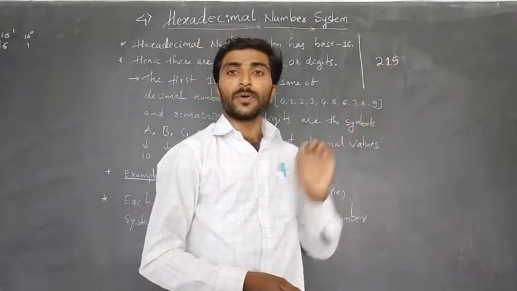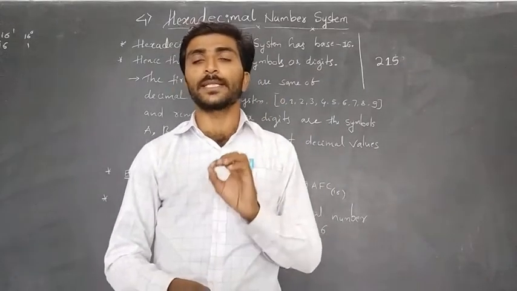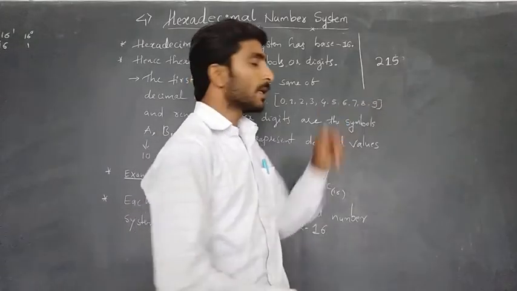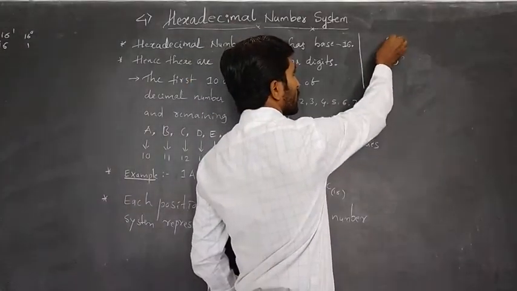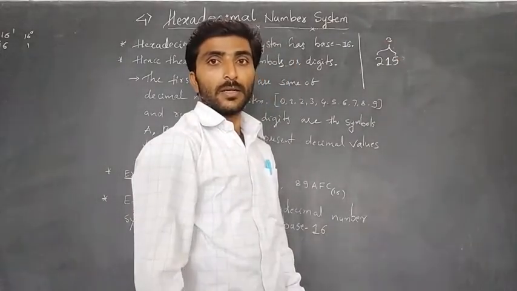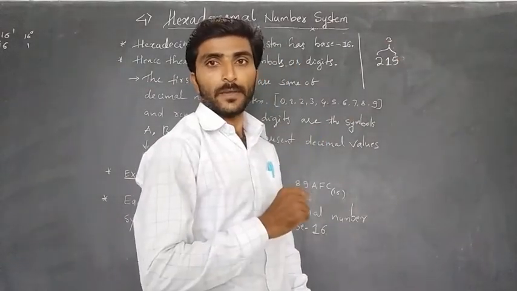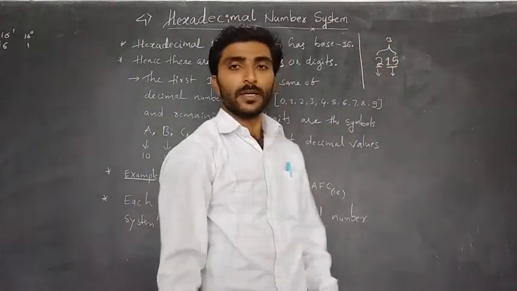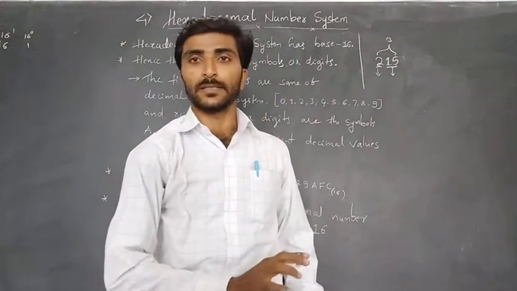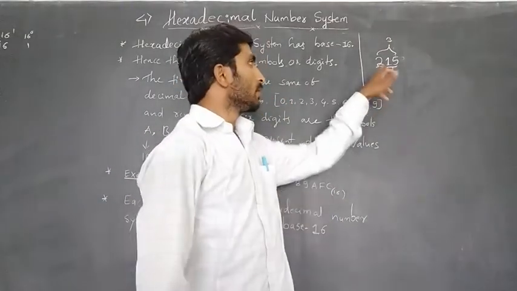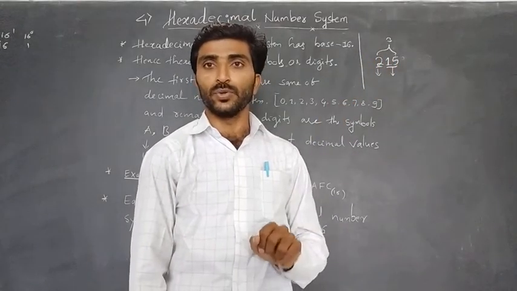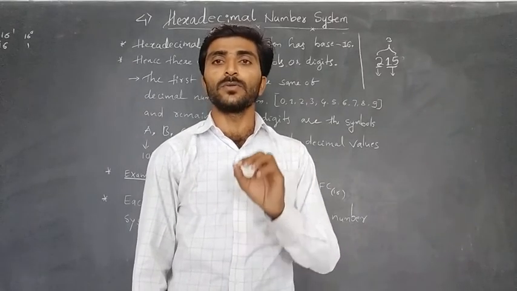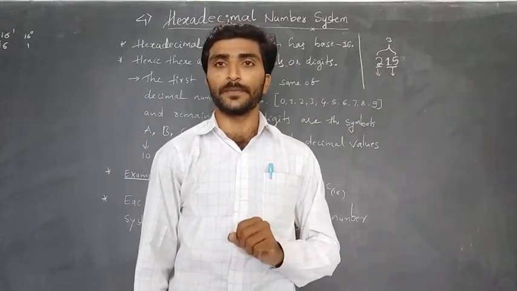So if you want to write a 2-digit number in hexadecimal, there is a problem: you can see there are 3 digits, but I am telling you this is 2-digit. This is 2, this is 15. But the computer cannot understand it like this; the computer only understands 215. To overcome this problem, we have to go through the hexadecimal number system.